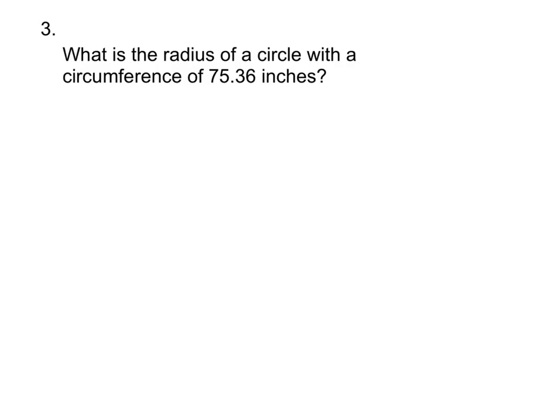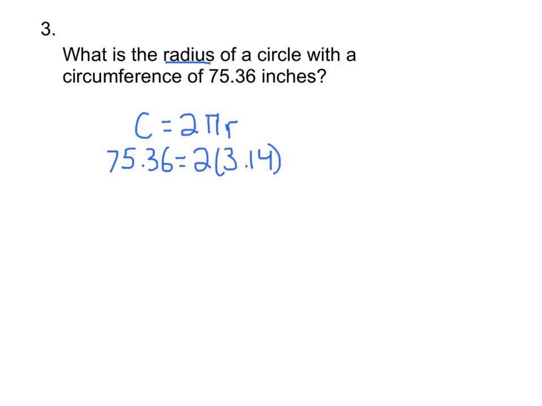This is a little bit different because it gives us the circumference and it's asking for the radius. So the first thing we always do is write the formula. I chose to use this formula for circumference rather than the one with diameter because we're being asked for the radius. So circumference, or 75 and 36/100, equals 2 pi, which is 3.14, times the radius.